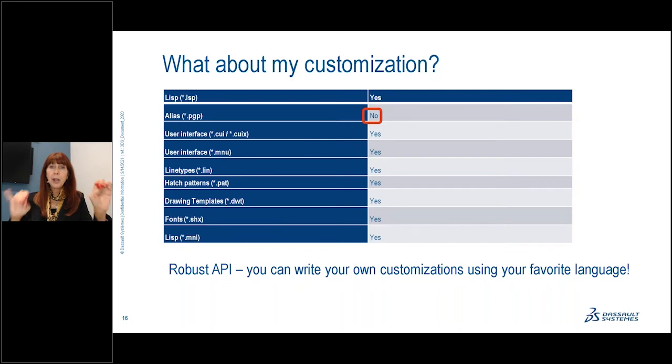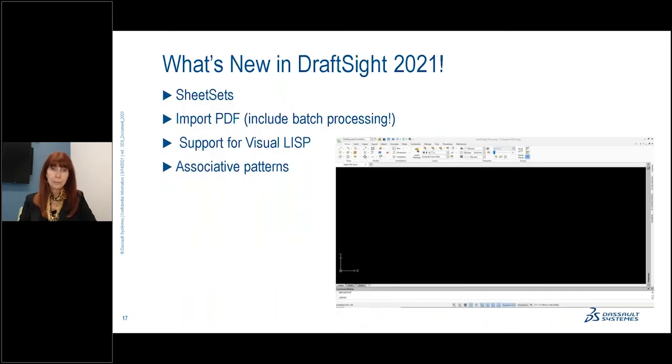And it comes with a very robust API. A lot of those tools that you saw me bragging about were written using that robust API. That's one of the great things about DraftSight that does not come with AutoCAD LT, right, is that you have this amazing ability to truly customize it by using this very impressive API. So, what's new in DraftSight 2021?